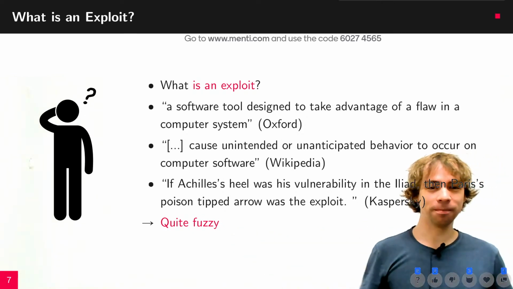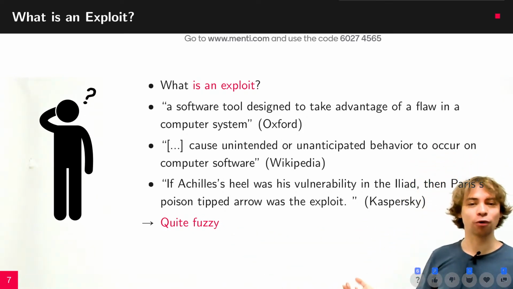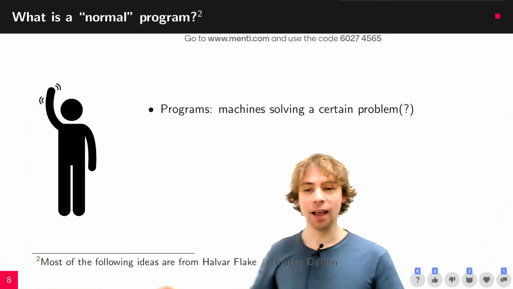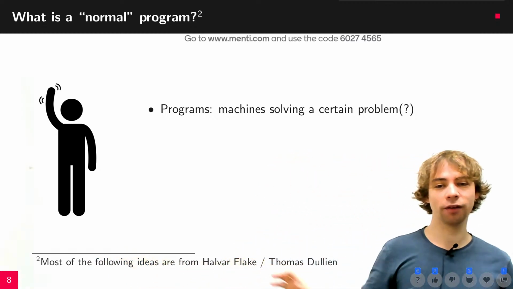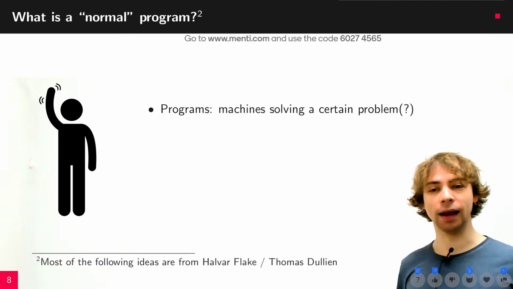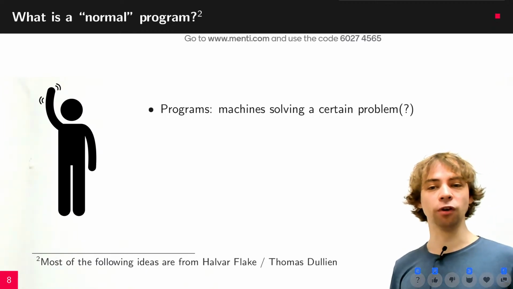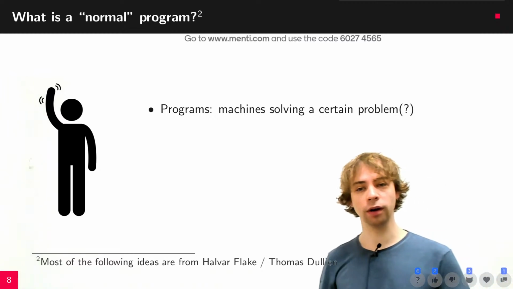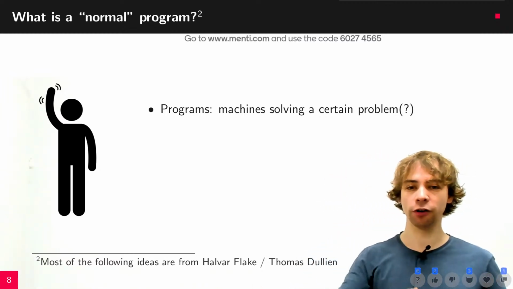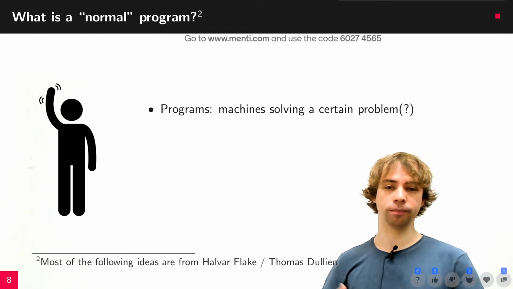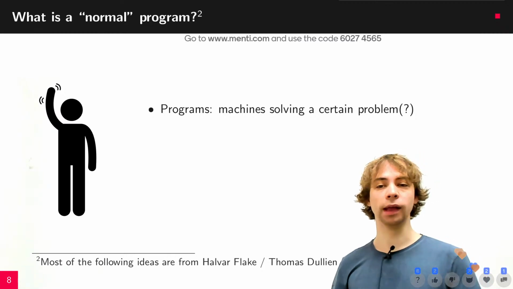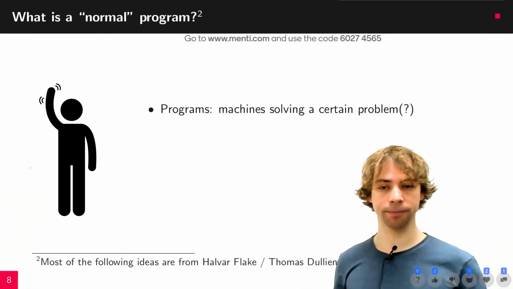It's quite fuzzy. So let's talk about what programs normally do, and then we can talk about what they do if they are exploited. Many of these ideas are from Halvar Flake, Thomas Dullien, who gave a talk at TU Graz a few years ago. He introduced a notion for exploits that is more heavy on theory, and that allows you to think about exploits also in a more formal way.